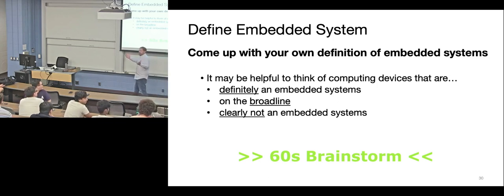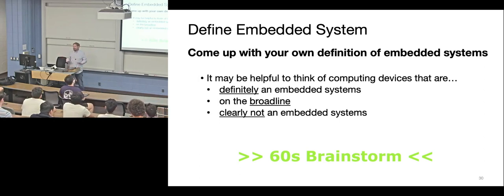All right, so anybody have a definition they'd like to share? Knowing full well that it's probably going to be imprecise. There's no correct answers here. Does anybody have a definition of an embedded system? It's some sort of computing device that is really good at doing a specific task and not necessarily designed to do anything beyond that. Okay, so computing and purpose built. Any other definitions or criteria?